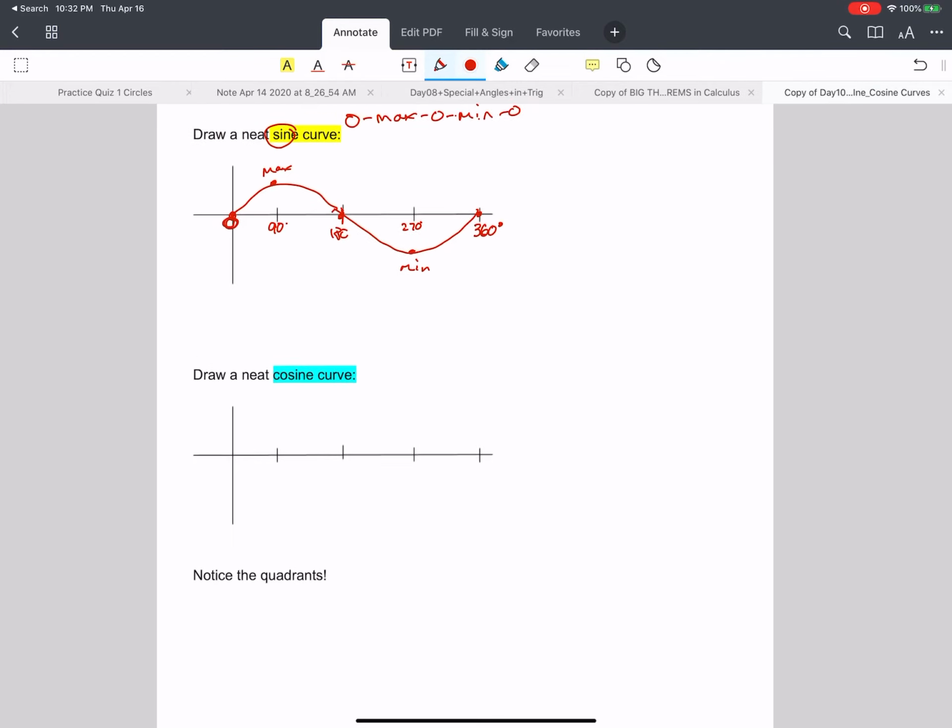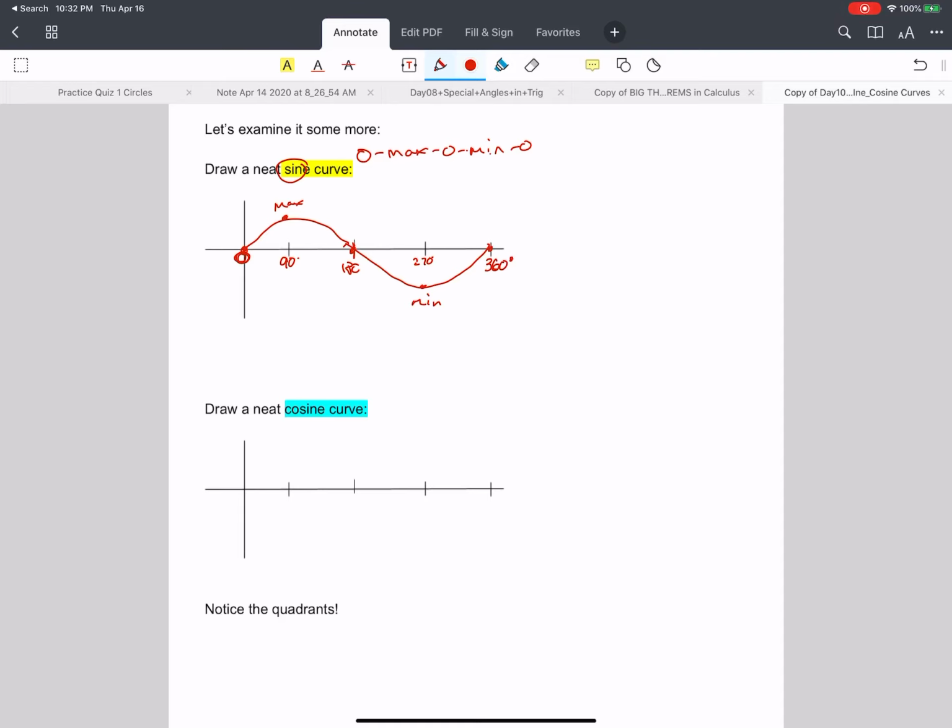Let's look at cosine. Does cosine start at O? That's right, it starts at max, at 1. So it's max, O, min, O, max. Okay, I'll make that 0. I'll make that 360. This is 180, this is 270, this is 90. Okay, all right, and these are all degrees.